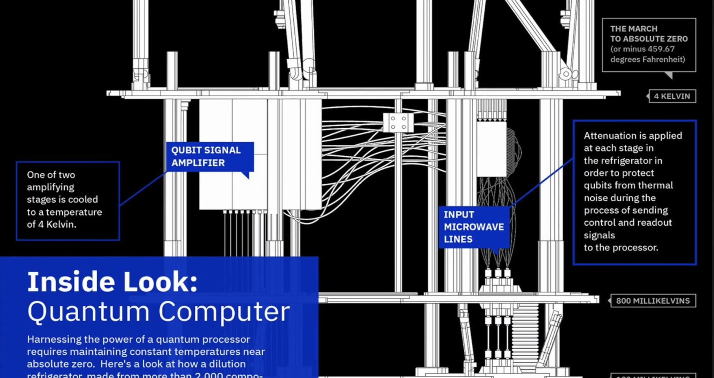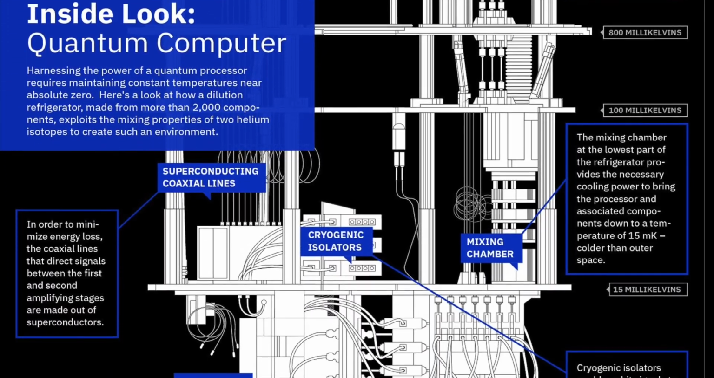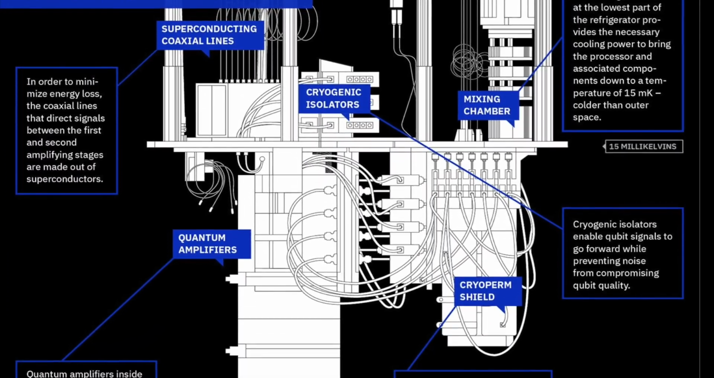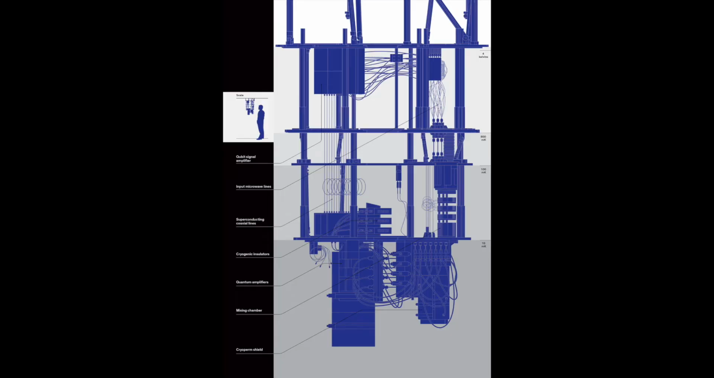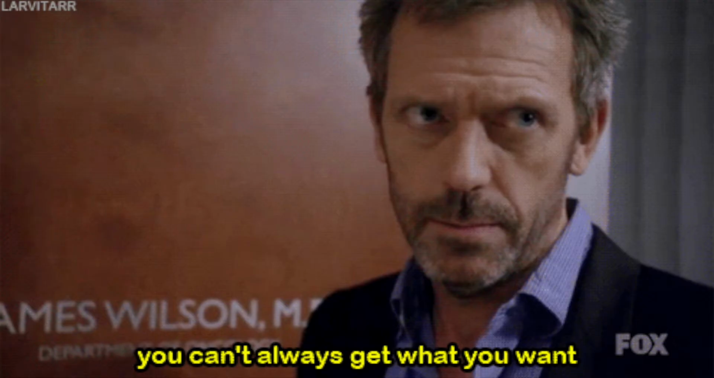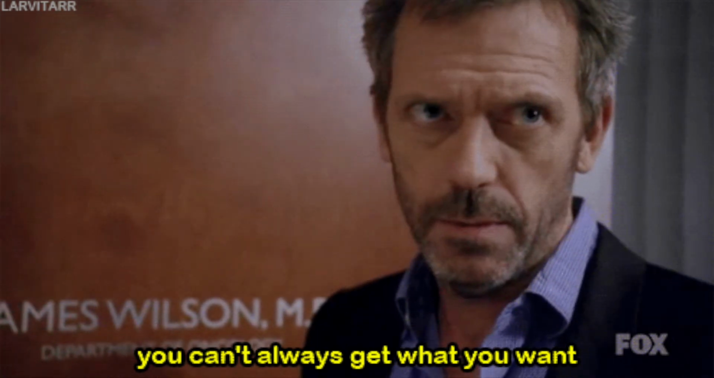As we have already explained, quantum computers manipulate information using qubits instead of bits. To create optimal conditions for qubits, the computer must be kept very cooled, as any heat in the system can introduce error. So the computers are designed to operate at temperatures near absolute zero. A quantum computer's dilution refrigerator is thus designed extremely sophisticatedly with more than 2,000 components, exploiting the mixing properties of two helium isotopes.